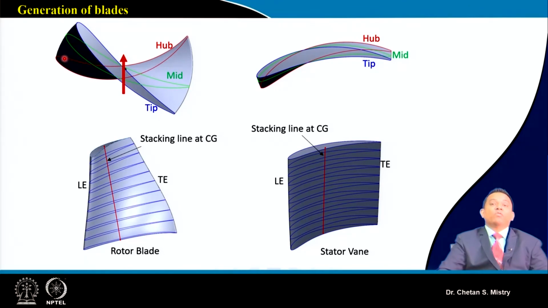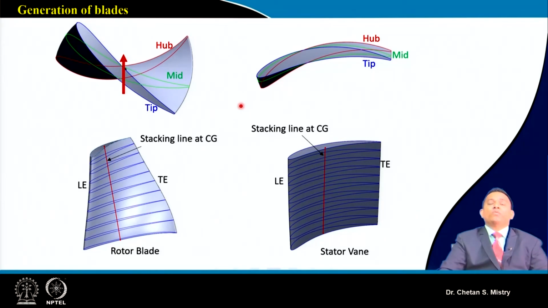And interestingly, what we were discussing for our free vortex design, we have larger curvature at the hub, and at the tip we will have lower curvature. So we can say this is my rotor blade.